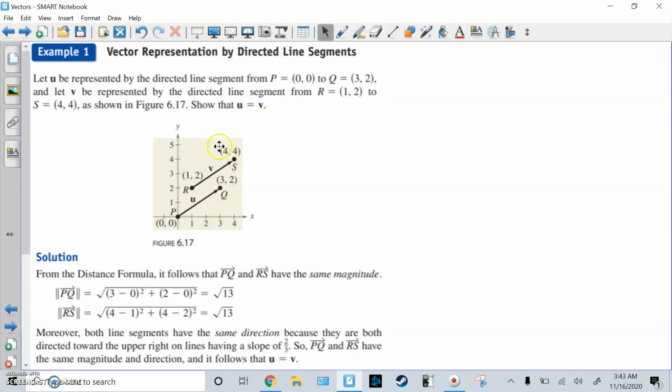So notice on our regular coordinate plane, here's P to Q, here's R to S. All you have to do is show that they're the same angle and same length. To find the magnitude, use the distance formula: d equals the square root of (x2 minus x1) squared plus (y2 minus y1) squared. They're both square root of 13. And then figure out their angle. Just find the slope. They both slope up 2 over 3. Alright, so they are the same thing.